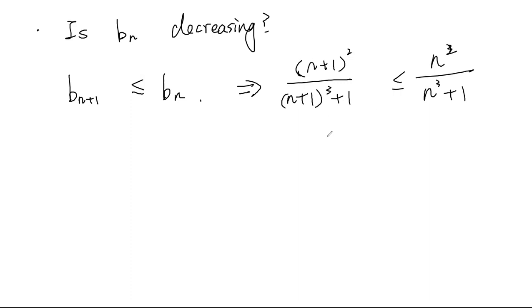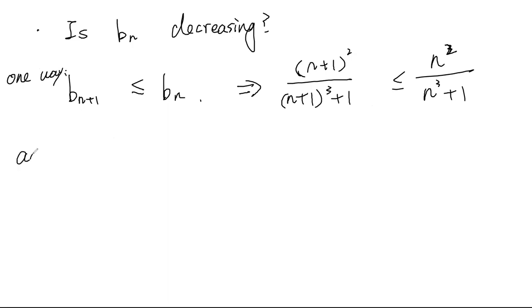But as you can see, the simplification will take a lot of time, because there is an n plus 1 cubed term here, and there's an n plus 1 squared term here, and you need to multiply both sides by the product of the denominators. Then you have to simplify all of that. Well, let's just put it this way: it takes a lot of time. And what other things can you do to show Bn is decreasing here? This is one way.